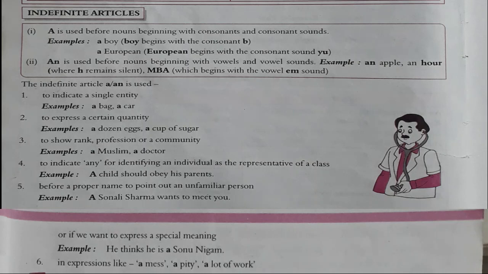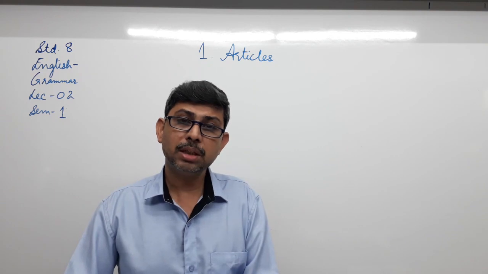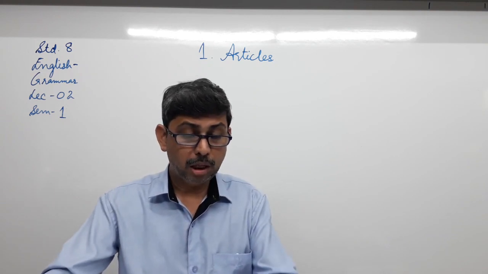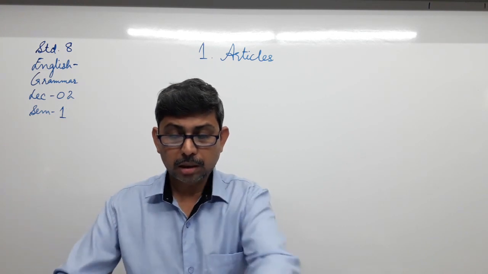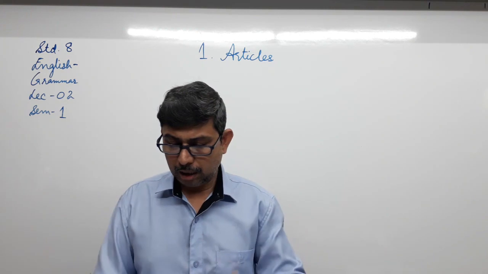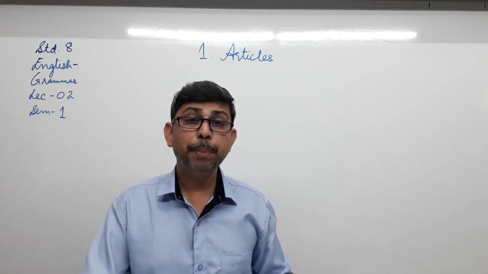If you are talking about a proper noun, a person, to bring out a special meaning. Well, the last usage you see in expressions like a mess, a pity, a lot of work. In all these ways we use the indefinite article a or an. So I hope the recapitulation has helped you to understand the indefinite articles very well. Before we look into the definite article 'the', let us go through the exercise given to us on page number 6.